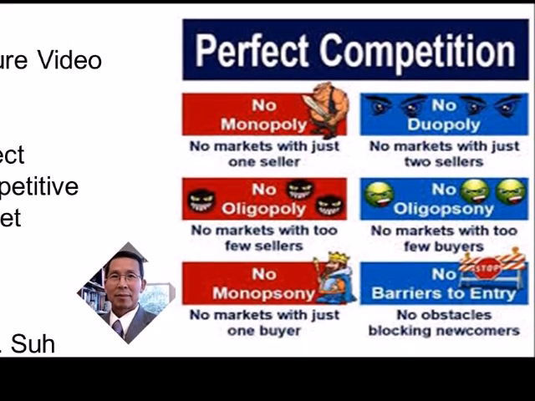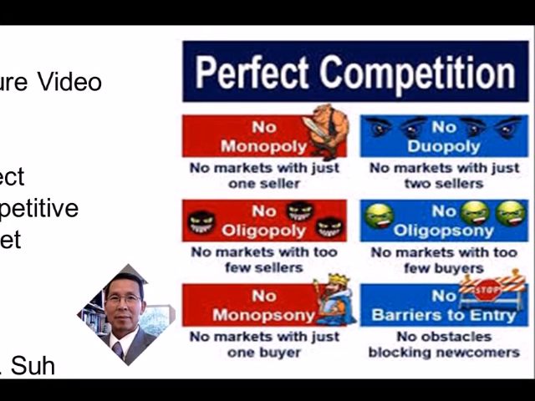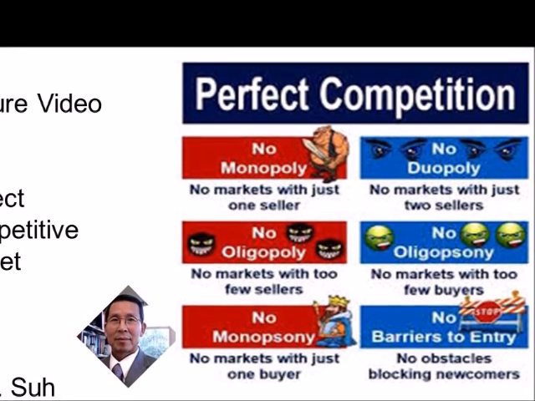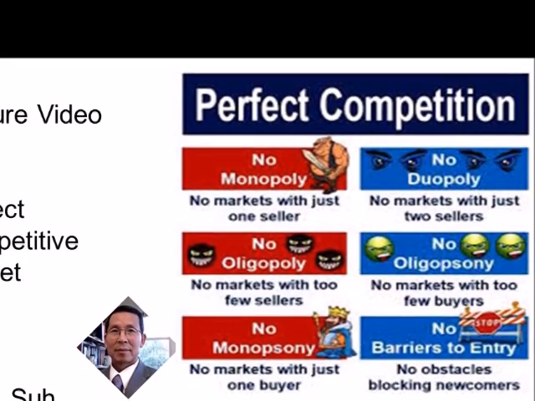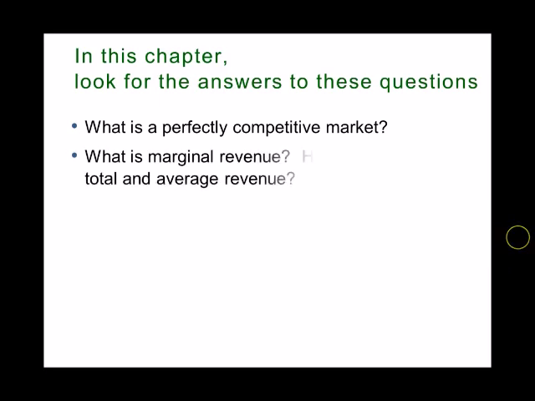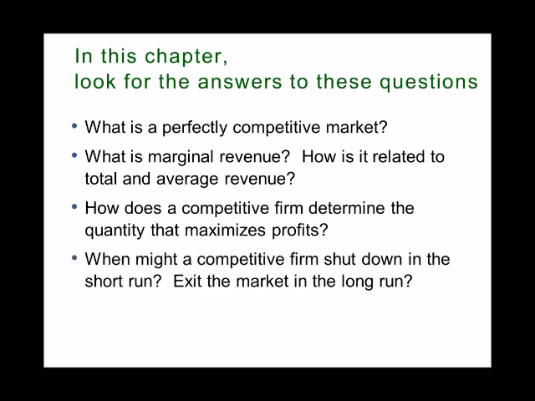Hello class. Today we're going to talk about the competitive market and see how firms in the competitive market behave. In this chapter we're going to look at what a perfectly competitive market is and see some examples of that. We're going to talk about what marginal revenue is and how it is related to total and average revenue. We're going to see how a competitive firm determines the quantity that maximizes profits. And we're going to see what might lead a perfectly competitive firm to shut down in the short run and exit the market in the long run.